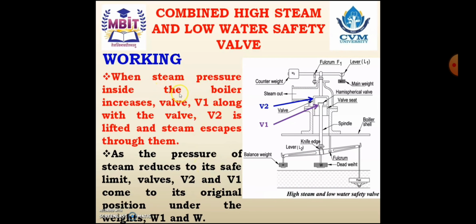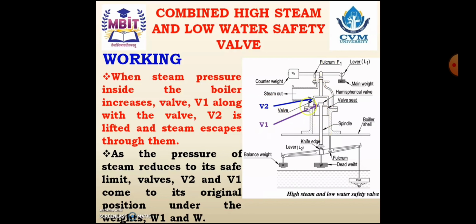When the steam pressure inside the boiler increases, valve V1 along with valve V2 is lifted and steam escapes through them. So whenever the steam pressure inside the boiler drum increases, it will increase the pressure on valve V2. So it will lift valve V2, and along with valve V2, V1 also will be lifted.